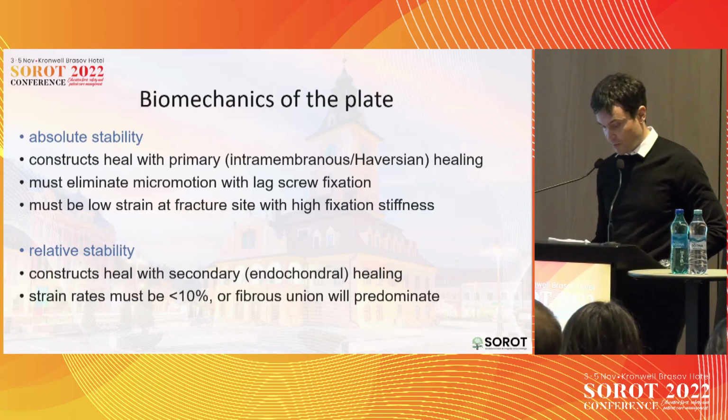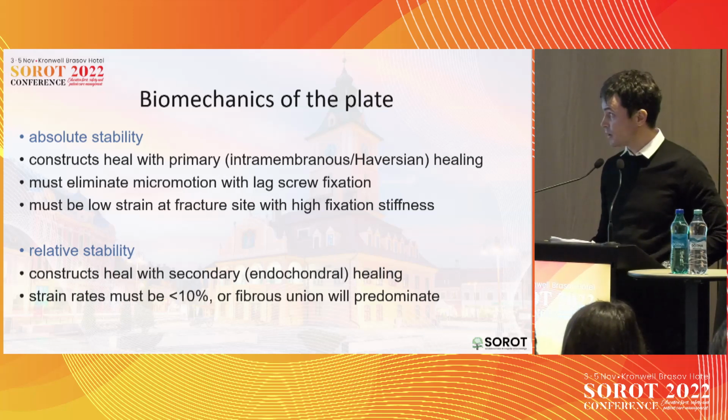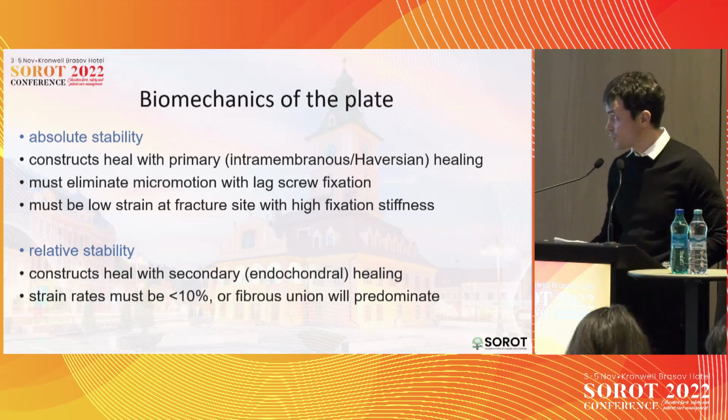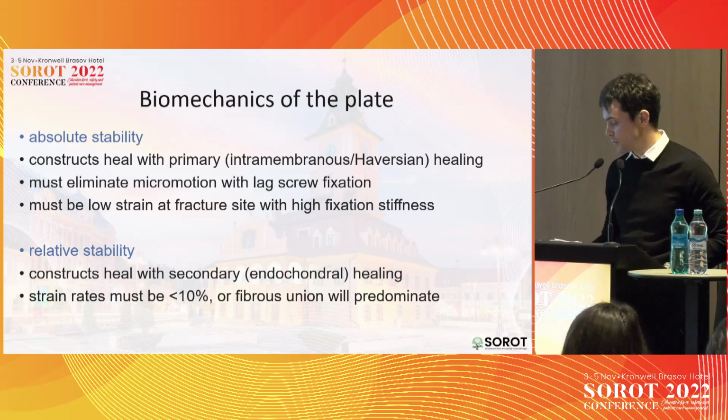So then from the biomechanical point of view, as we heard already, the plate can be used for absolute or relative stability. The absolute stability constructs heal with primary healing, must eliminate micromotion with lag screw fixation, and must be low strain at the fracture site with a high fixation stiffness. While the relative stability constructs heal with secondary healing, but the strain rates must be less than 10% or fibrous union will predominate.